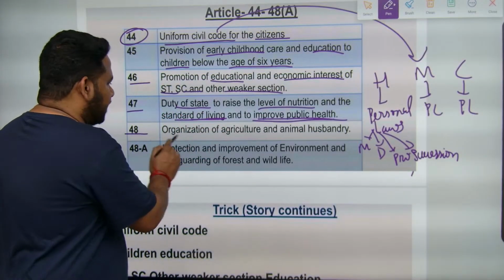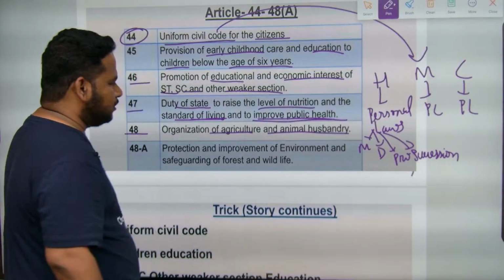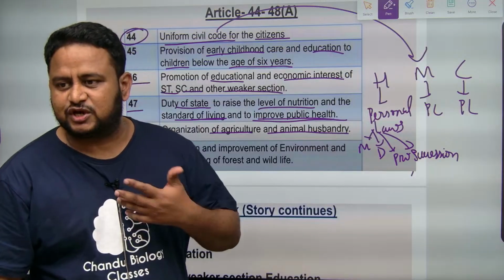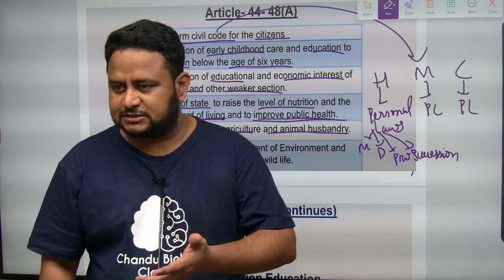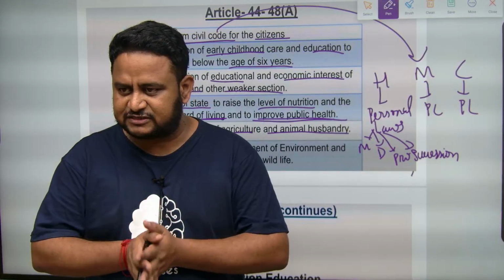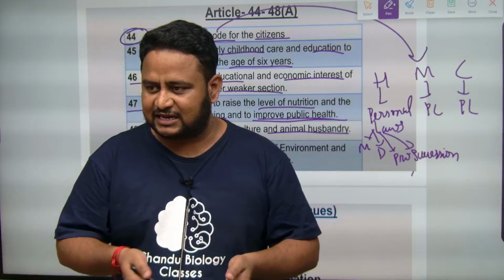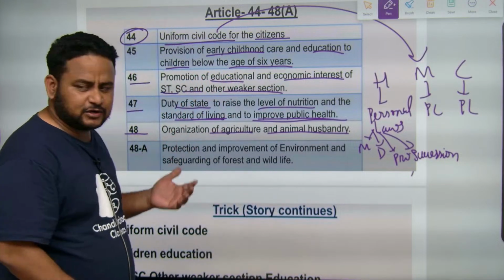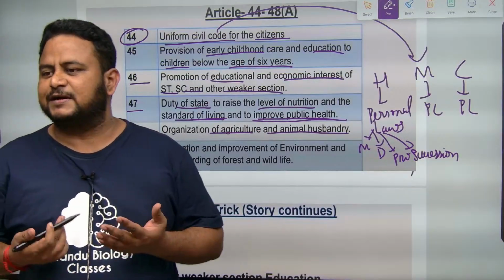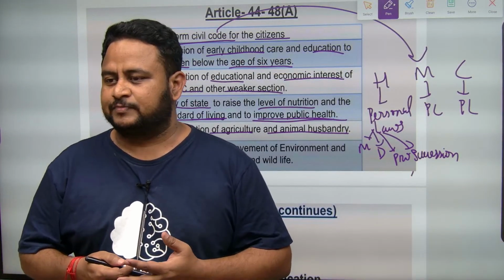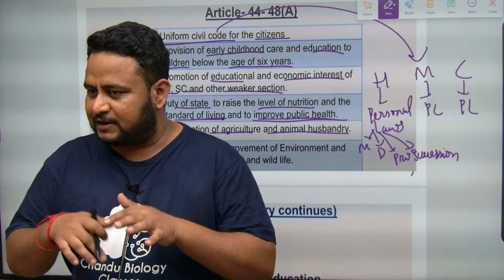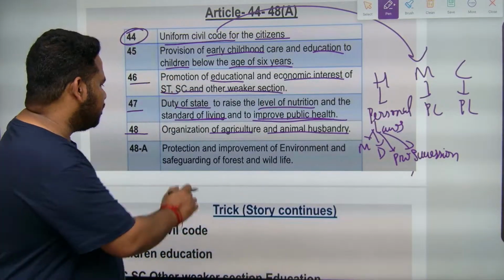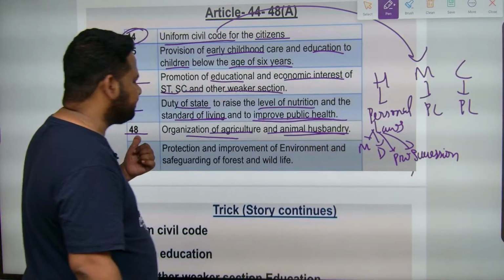Next, 48, Organization of Agriculture and Animal Husbandry. Because of this, we have a separate Ministry of Agriculture, and Fisheries and Animal Husbandry. Apart from agriculture, we have allied sectors which you already know, like dairy, fishery, livestock farming. You know that India is an agriculture dependent country. Maximum people carry out agriculture. Although its contribution to GDP is less, people employed in agriculture is more and people dependent on agriculture is very much more. So that's why Organization of Agriculture and Animal Husbandry is given in Article 48.